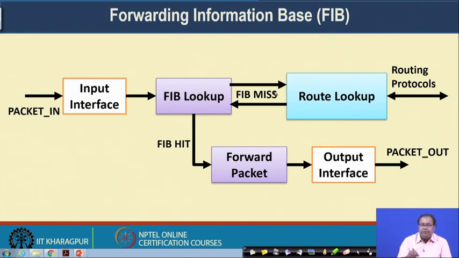Otherwise, if there is a FIB miss, that means the information is not there in the forwarding information base. You look into the routing table and make a route lookup. The route lookup procedure will interact with the routing protocol, get the routing information and put it in the FIB.